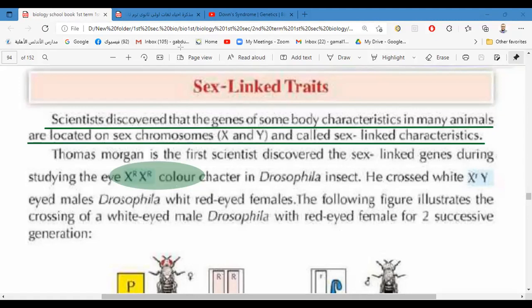The scientist called Morgan did this experiment on the Drosophila insect. Studying the eye color, he crossed a white-eyed male with a red-eyed female. So which color is dominant and which color is recessive? We'll see that the red color is dominant and the white color is recessive. But we'll see now the difference from Mendelian inheritance.